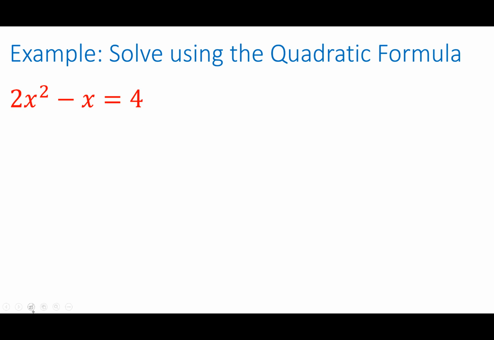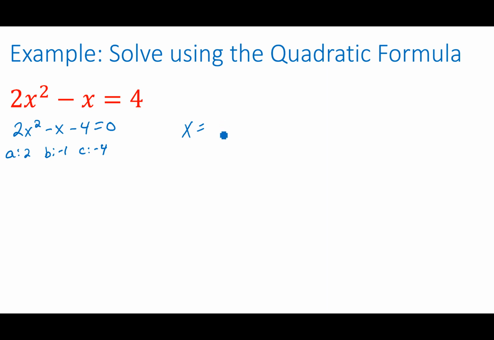Let's do another one for practice. This one is not set up in standard form yet, but we can make it into standard form. So this is 2x squared minus x minus 4 equals 0. So my a is 2, my b is negative 1, my c is negative 4. So I can put all of these right into my formula. So x is going to be negative or opposite of b.